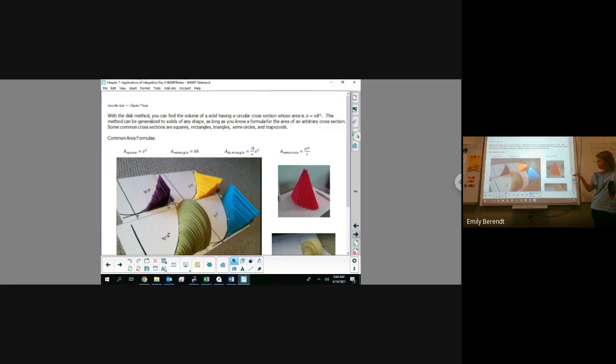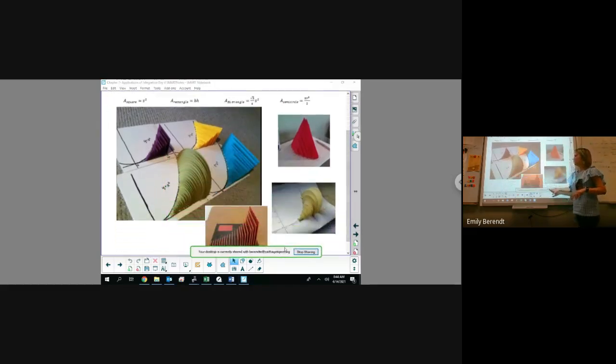Okay? Here are some examples of known cross sections. This one, they're bounding in between the x-axis and the equation y equals x squared, and these would be semicircles. Notice that the semicircle is coming out. It's 3D. It's coming up at you.